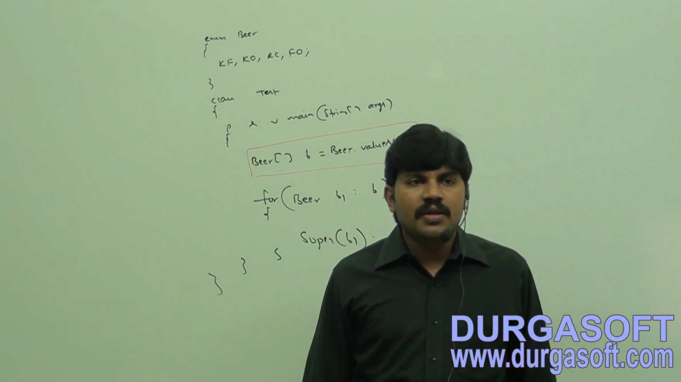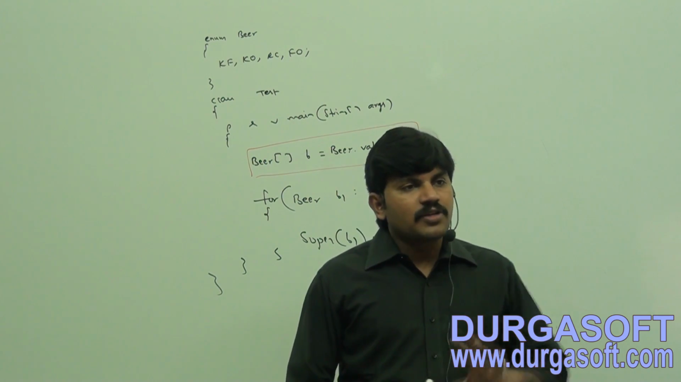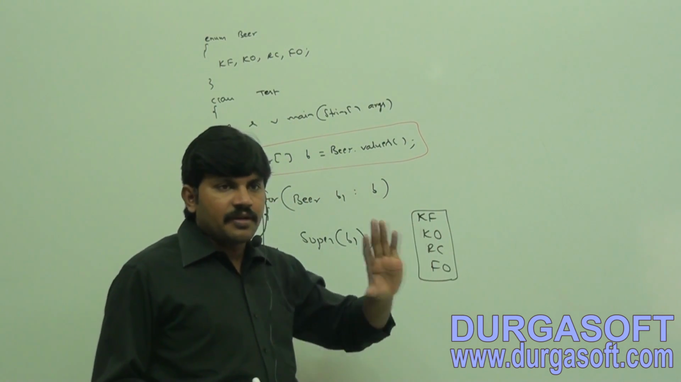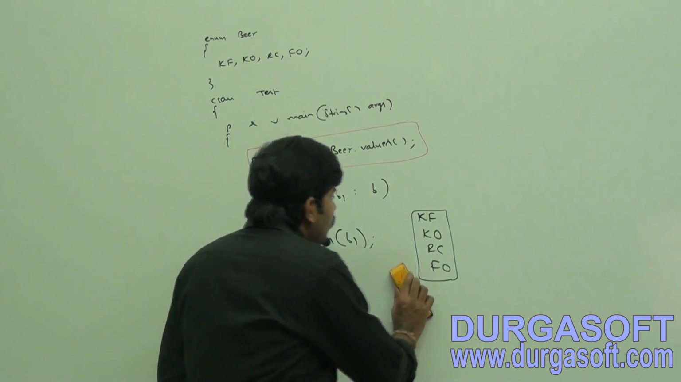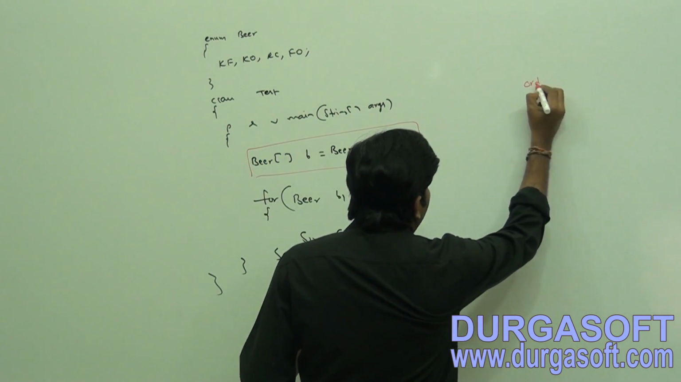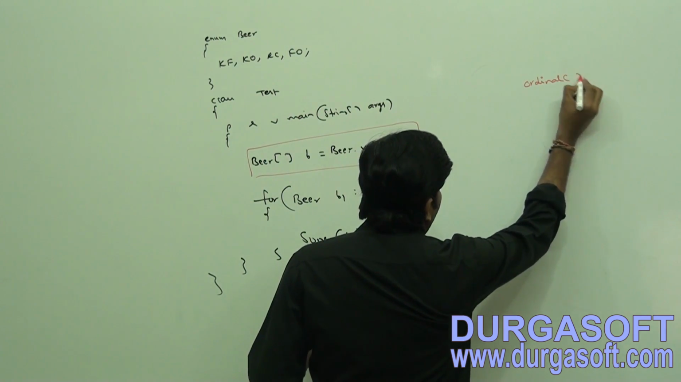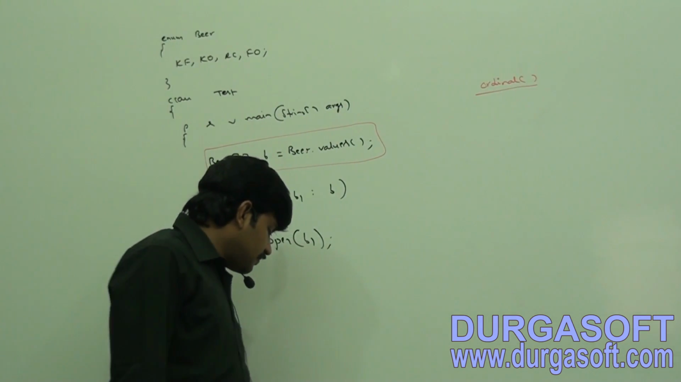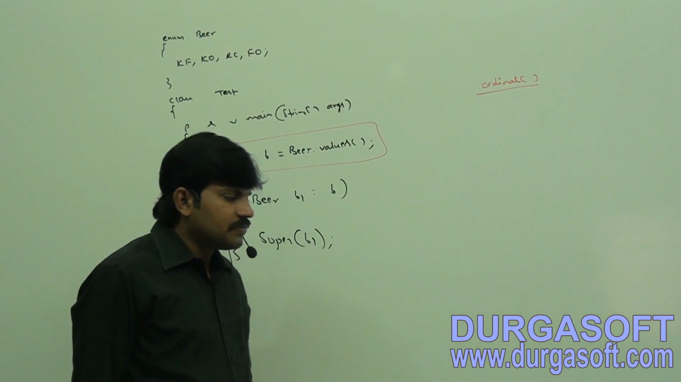Now, what is the difference between... what is the values method? Similar to values, don't take this example, after a few minutes you can take. Similar to values, there is one more method. What is that method? It is ordinal. Keep supporting the ordinal method.